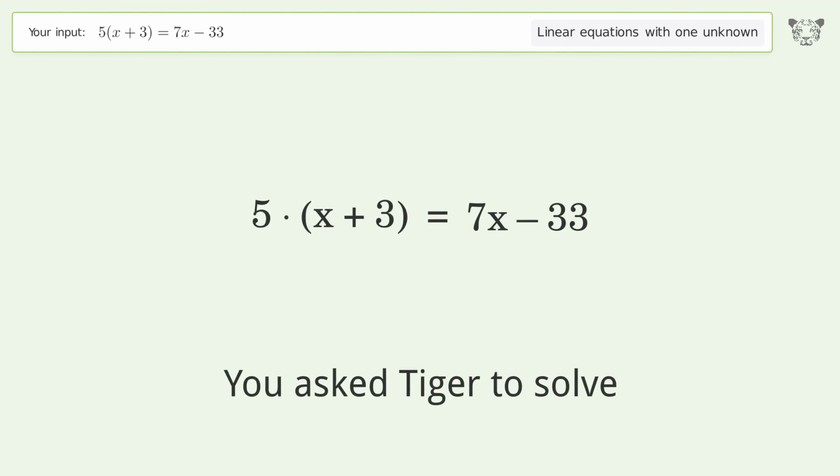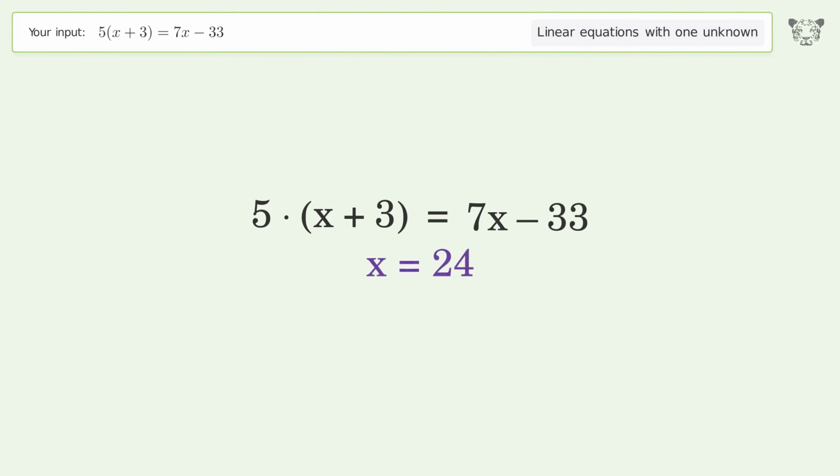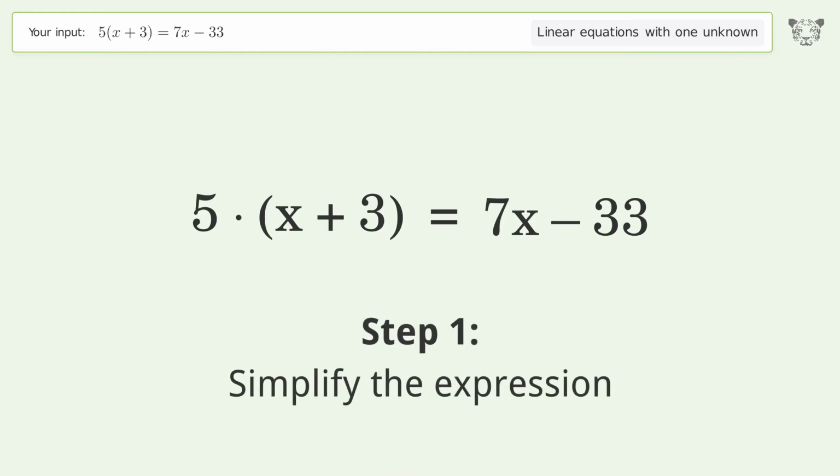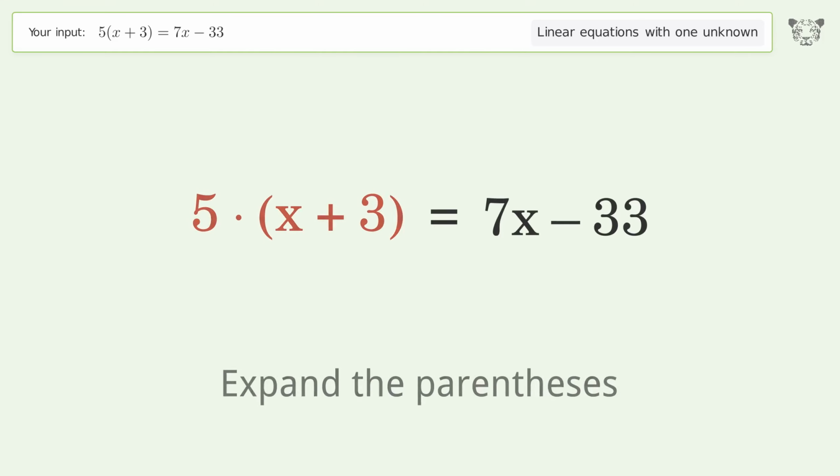You ask Tiger to solve. This deals with linear equations with one unknown. The final result is x equals 24. Let's solve it step by step. Simplify the expression. Expand the parentheses.